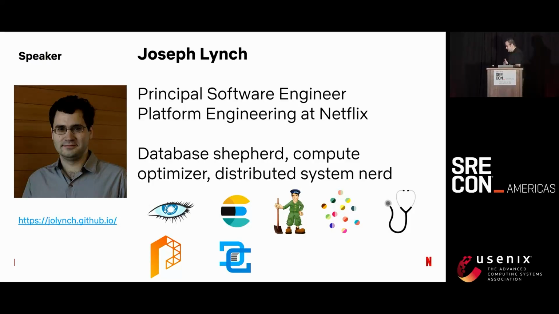A little bit about me, should you trust me, I don't know, but I'm an engineer at Netflix and I work on our platform team. And I work across the entire platform on stateless, stateful, compute optimization, and just generally I'm kind of a distributed systems nerd. I heard that icon clouds are cool, so I added some of the projects that I work on.